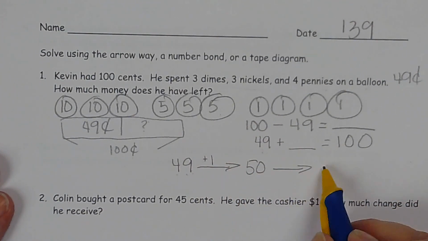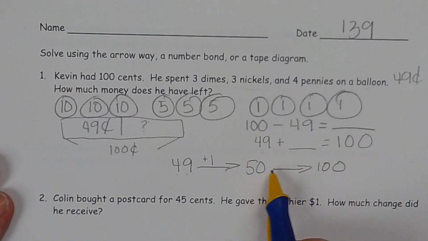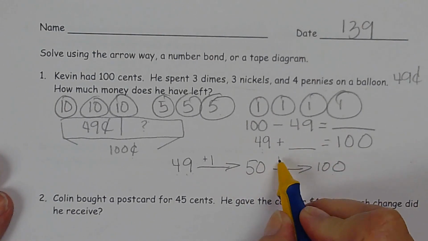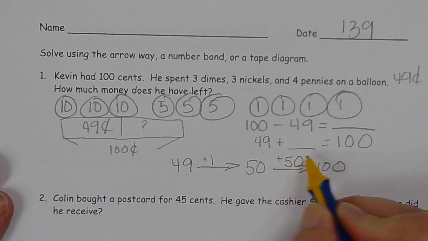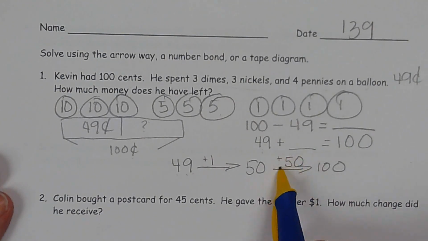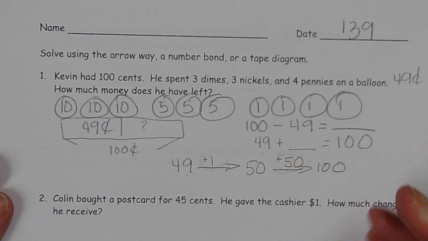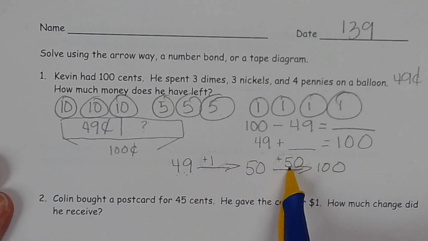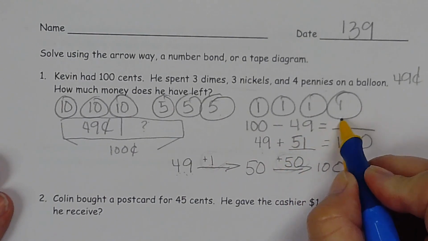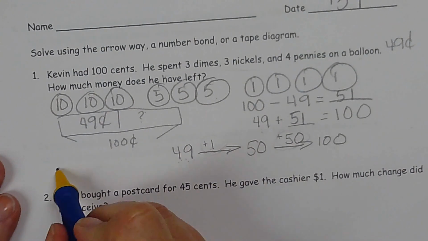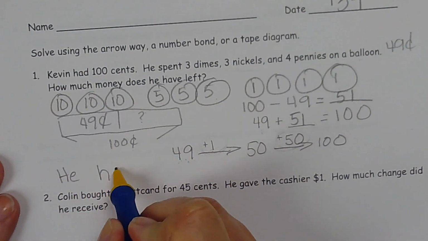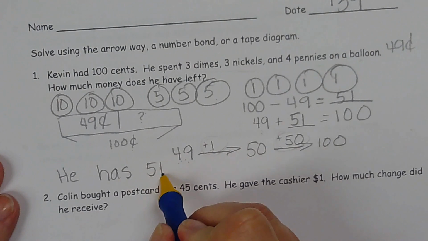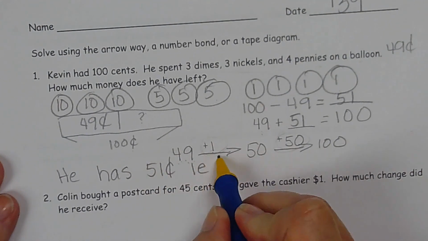50 is a much easier number to add with. 50 plus what equals 100? Well, 50 is half. So I'm going to add another 50. These two together are the missing part. When I add this to 49, I get 100. So we added 1 and 50. So he has 51 cents left.